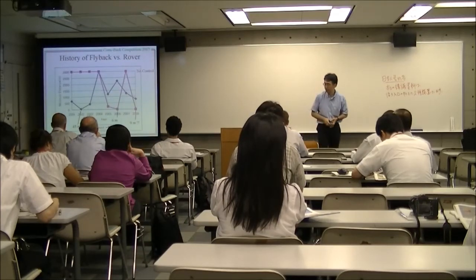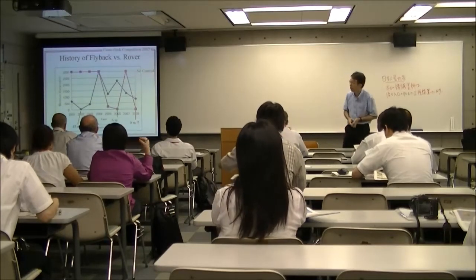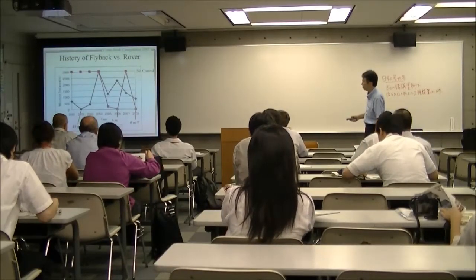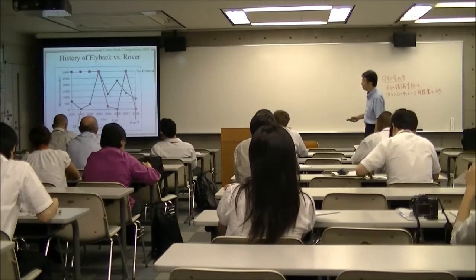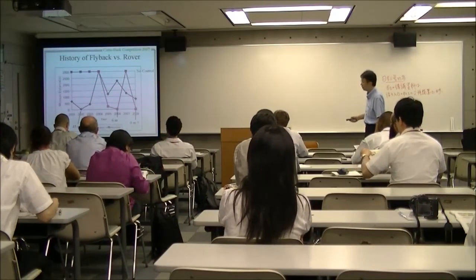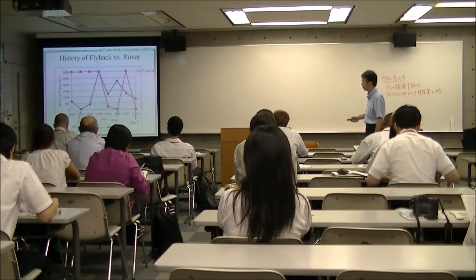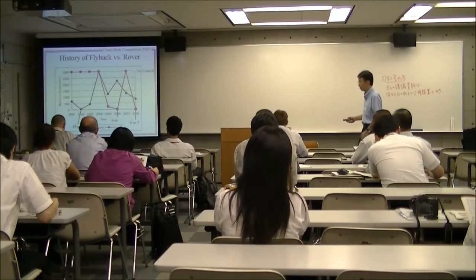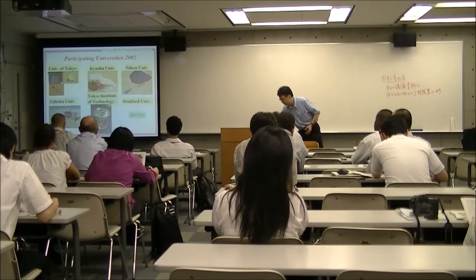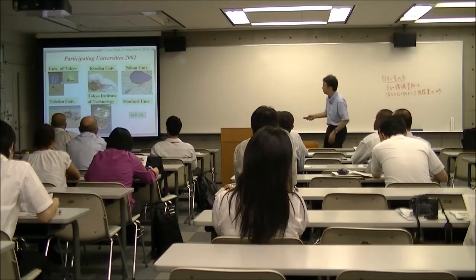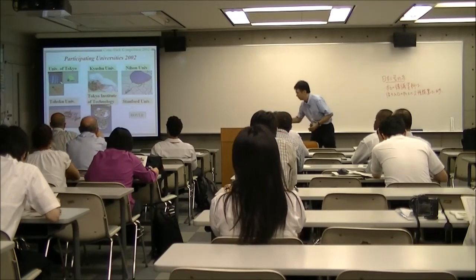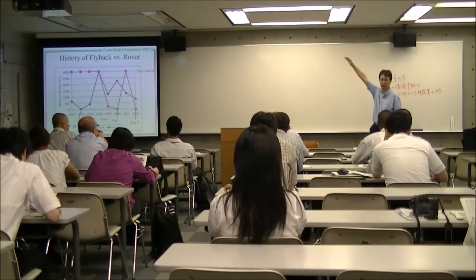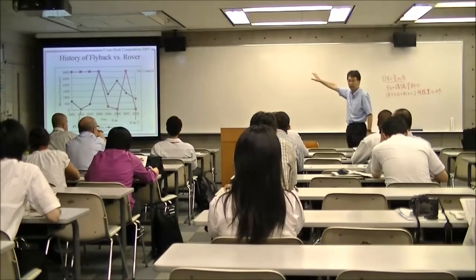And so this is the history of the flyback using the parabola type and also the rover result. The horizontal axis shows the year and the vertical axis the minimum distance. And in 2002, University of Tokyo's one CanSat made a very good result, 45 meters. It is a very, very good result. In the high altitude, the wind is very strong. So it rolls away into the downstream direction.